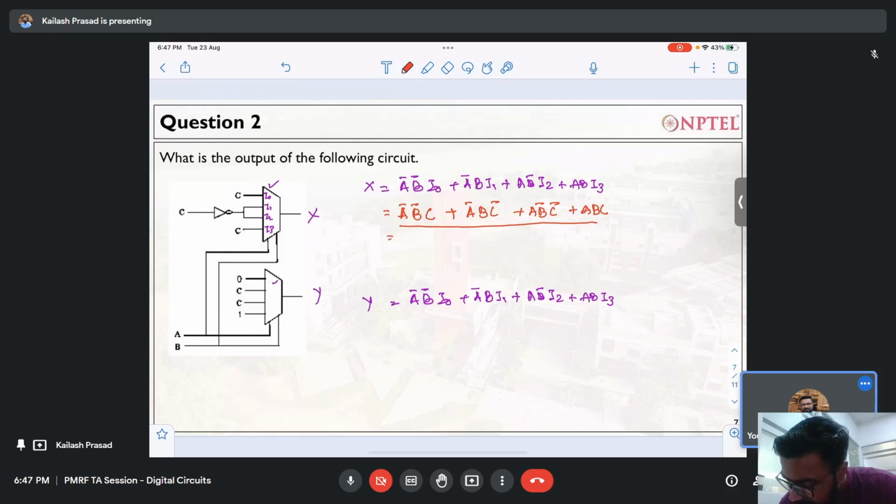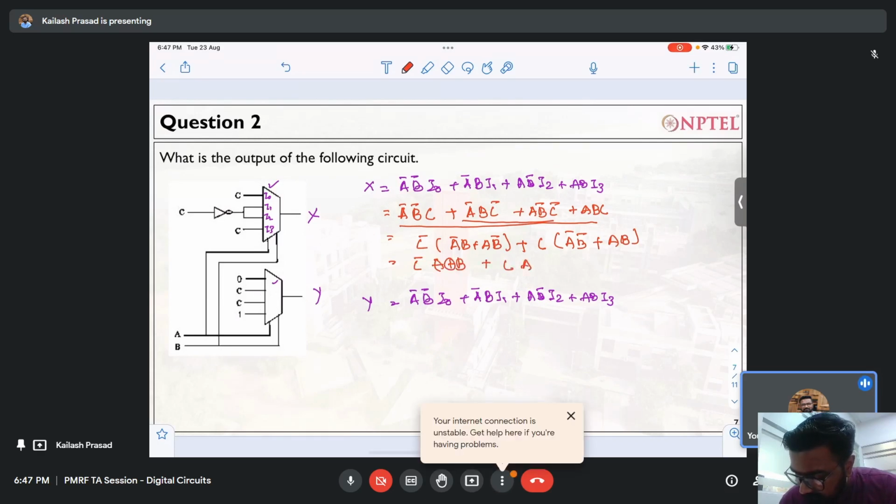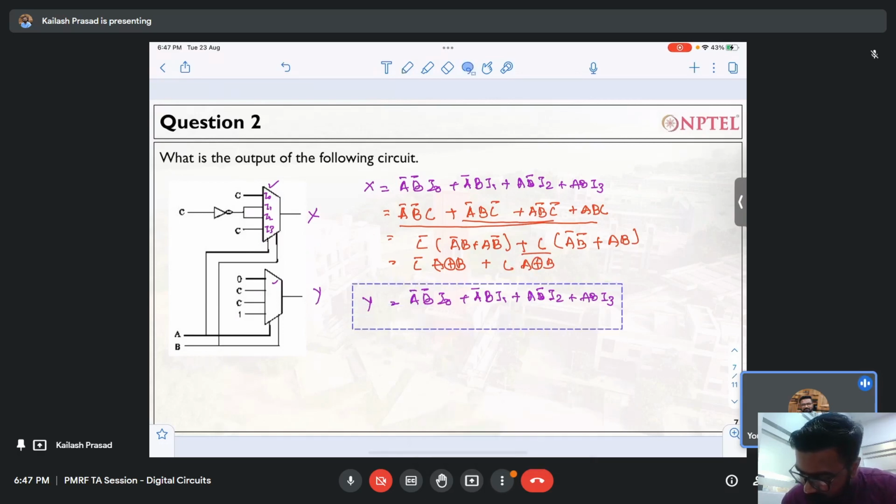See, from here I will take C bar common. C bar, A bar B plus A B bar. Then plus, from here I have to take C common. So here it will be A bar B bar plus A B. So this is C bar times A XOR B, plus C times A XOR B bar. Should I explain it further, or have you got the answer?